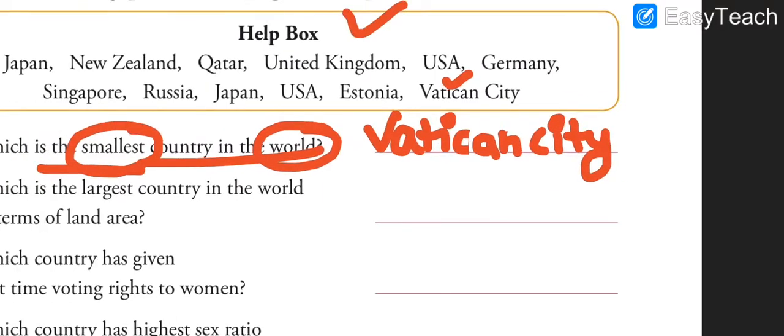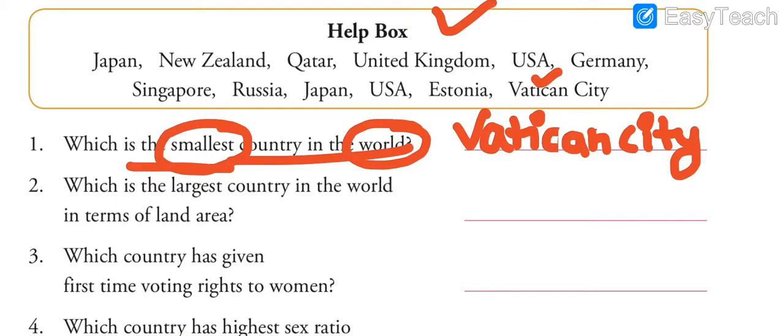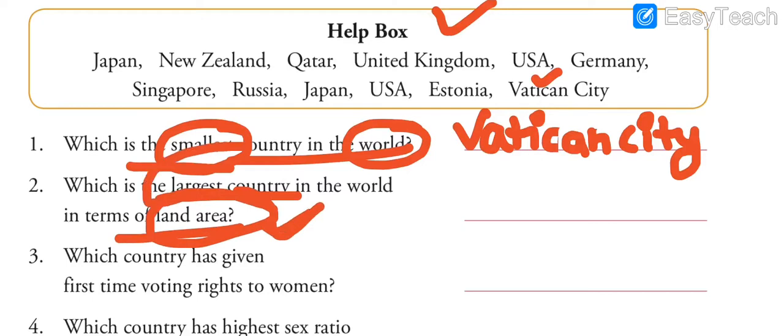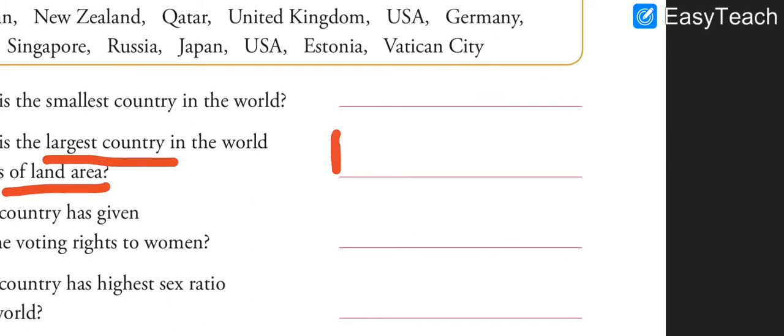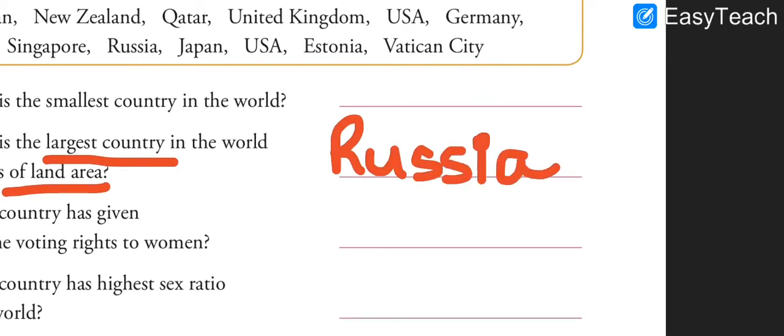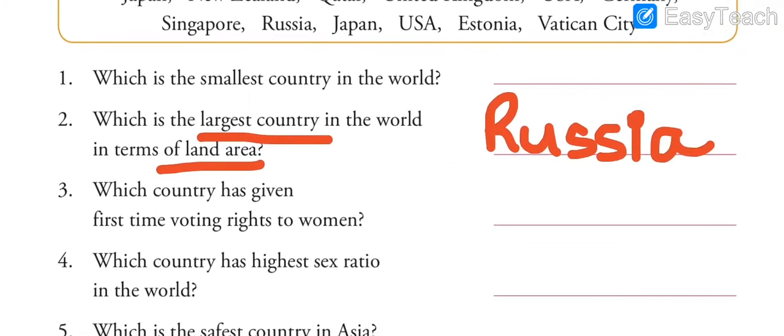Okay, fine. The next question says, which is the largest country in the world in terms of land area? Now we are talking about the area. So the largest country in the world in terms of land area is Russia. The country is Russia. Russia is the largest country, and which was the smallest country? Vatican City. Vatican City is the smallest country in the world and Russia is the largest country in the world.